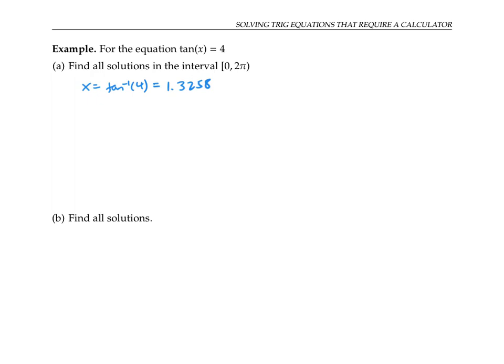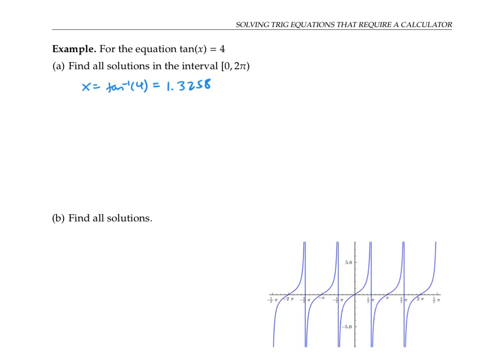But thinking about the graph of tangent and intersecting that graph with the horizontal line y equals 4, we see that there should actually be two solutions in the interval from 0 to 2 pi. This makes sense because the period of tangent is pi, so any one solution will get repeated by intervals of pi.